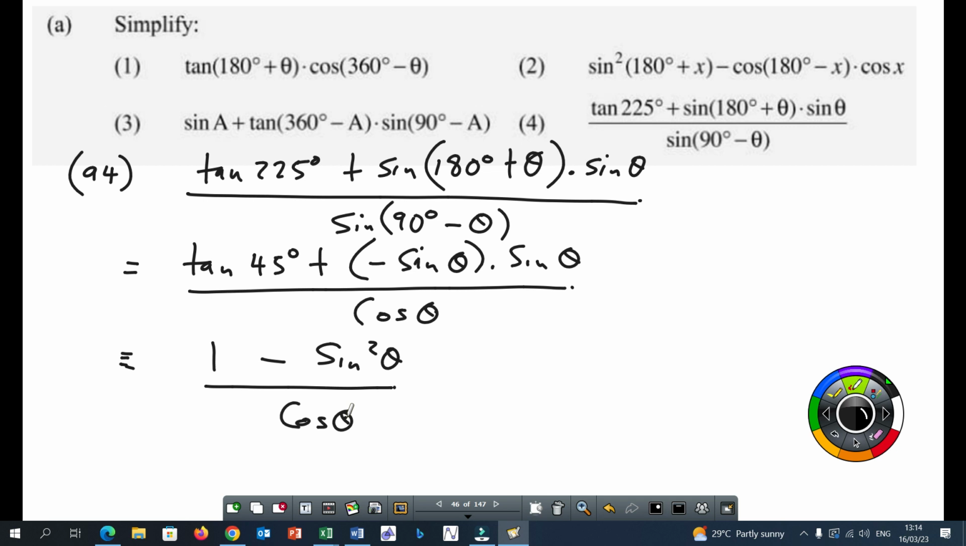Okay? But the numerator is equal to cos squared theta. Divide that by cos theta. The final answer will be cosine of theta. Okay?